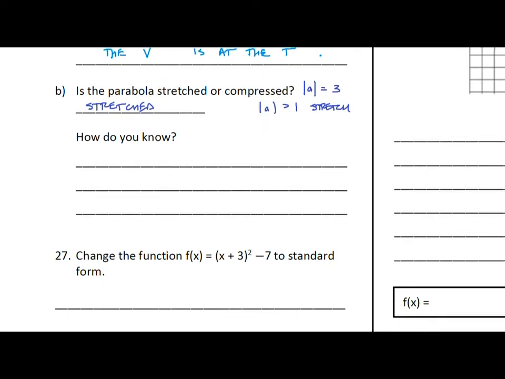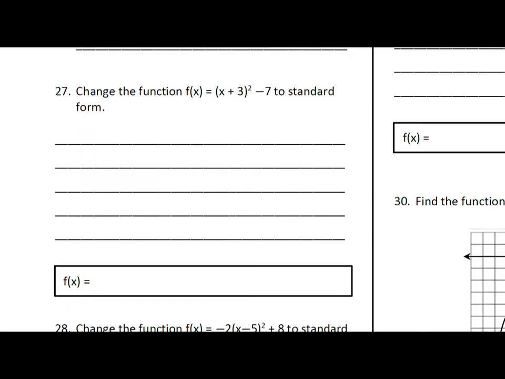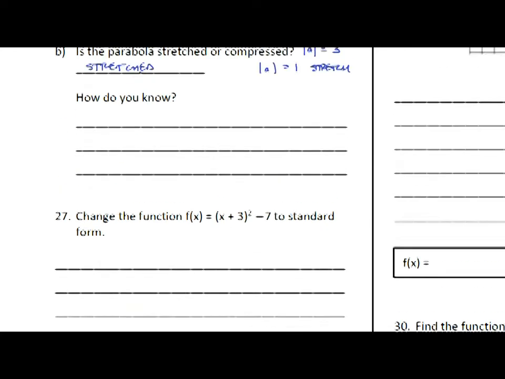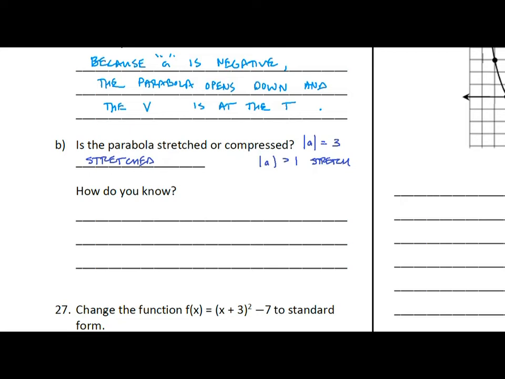Alright, let's go to the next one, number 27. Oh, back to that previous one. And then, of course, if your absolute value of a was less than 1, like 0.5 or 1/4 or 3/4, you would say you know it's compressed because the absolute value of a is less than 1.